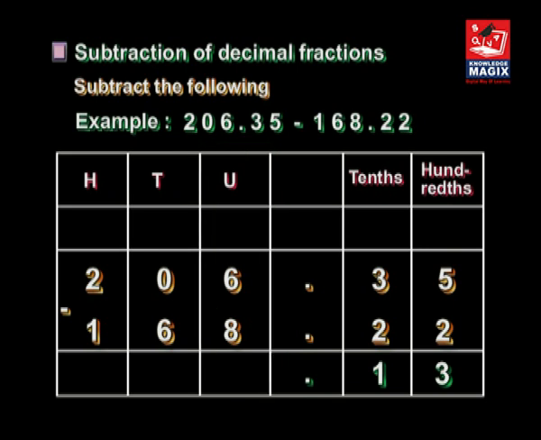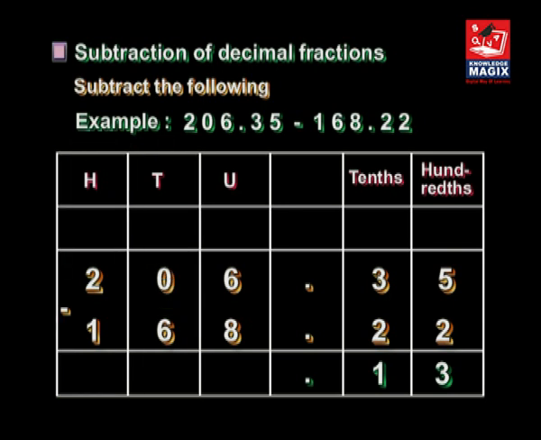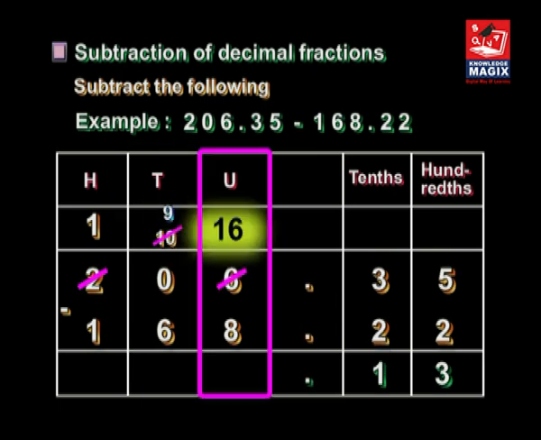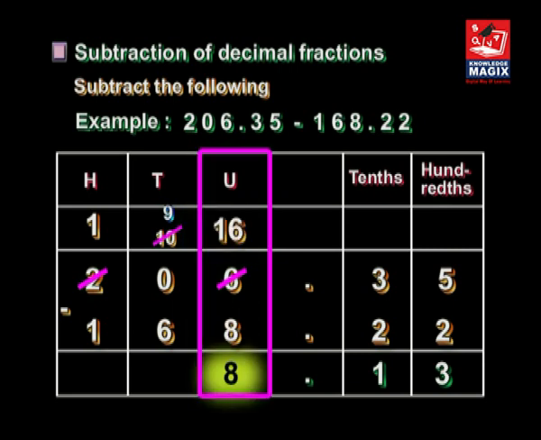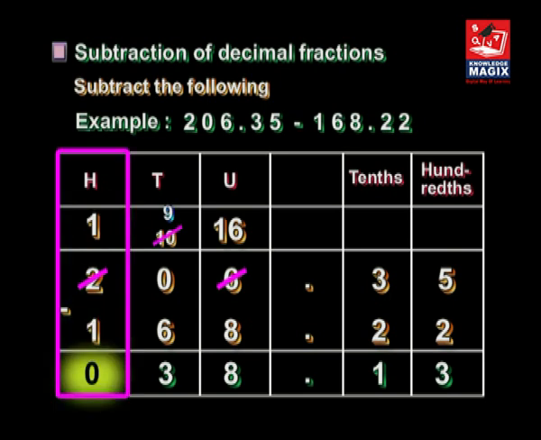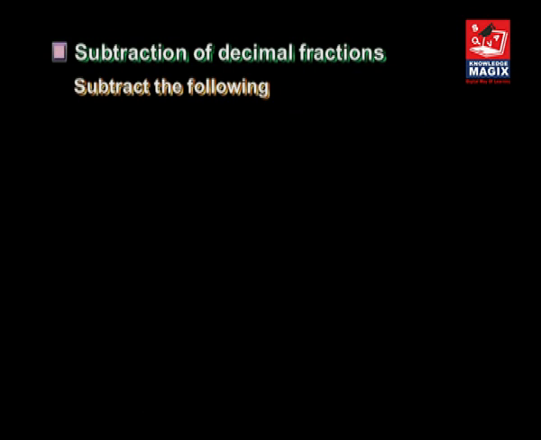In the units place, 8 units cannot be subtracted from 6, so we'll make 10 loose. But in the tens place there is 0, so we'll make 100 loose. So in the hundreds place now it is 1. In the tens place it is 10 and then 9, and in the units place it is 16. So 16 minus 8 is 8. In the tens place 9 minus 6 is 3. In the hundreds place 1 minus 1 is 0. So the subtraction is 38.13.